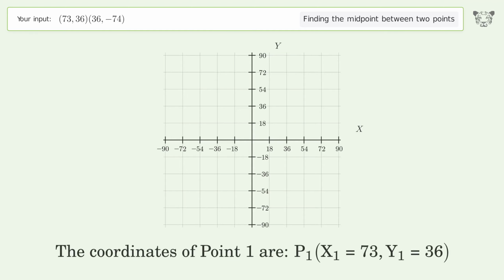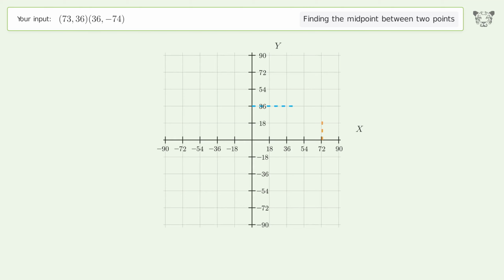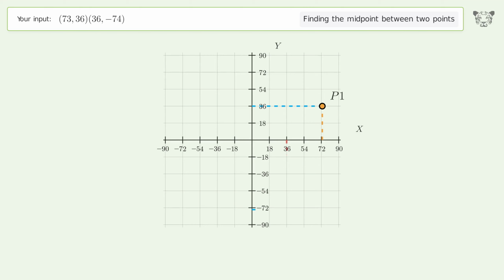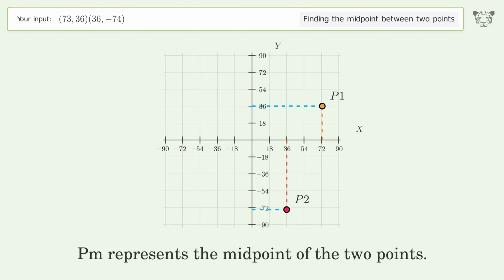The coordinates of point 1 are, x1 equals 73, y1 equals 36. The coordinates of point 2 are, x2 equals 36, y2 equals negative 74. PM represents the midpoint of the 2 points.